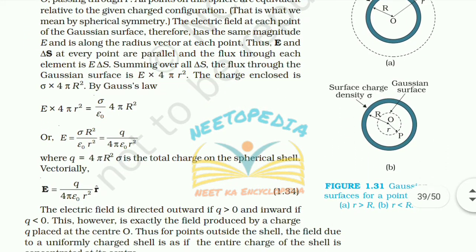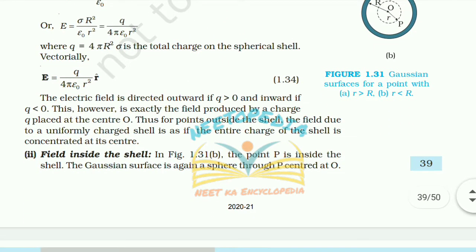By Gauss law, E into 4 pi r squared is equal to sigma upon epsilon naught into 4 pi r squared, or E is equal to sigma r squared upon epsilon naught r squared, which is also equal to Q upon 4 pi epsilon naught r squared, where Q is equal to 4 pi r squared sigma, the total charge on the spherical shell. Vectorially, E is equal to Q upon 4 pi epsilon naught r squared r hat, where the electric field is directed outward if Q is greater than 0 and inward if Q is less than 0.